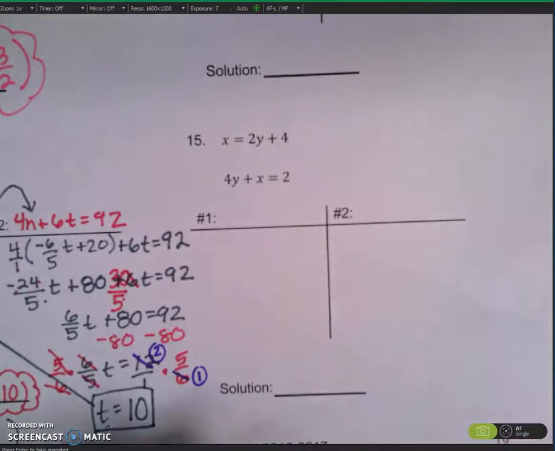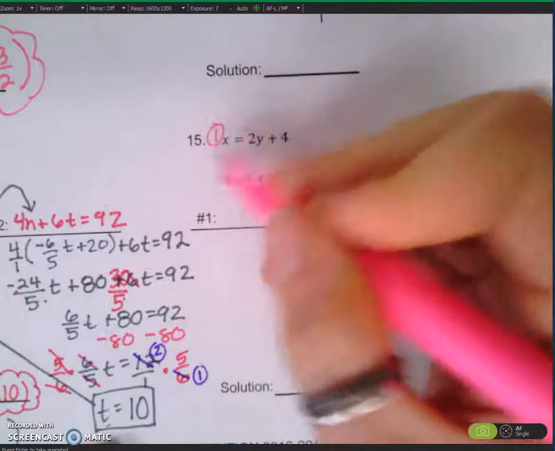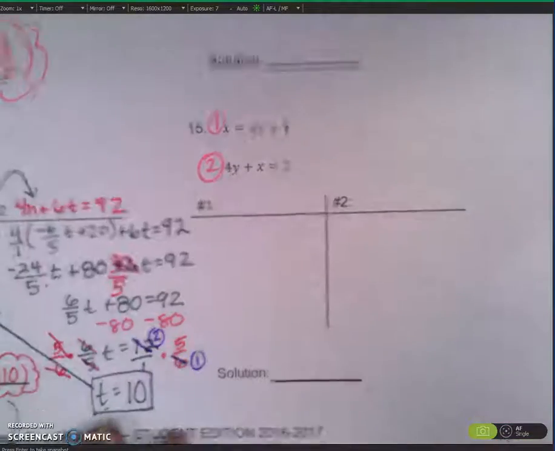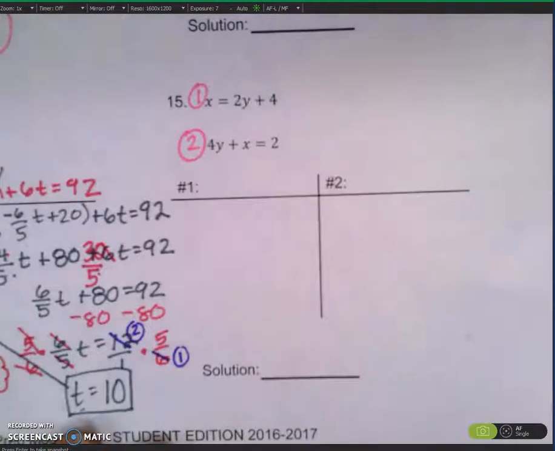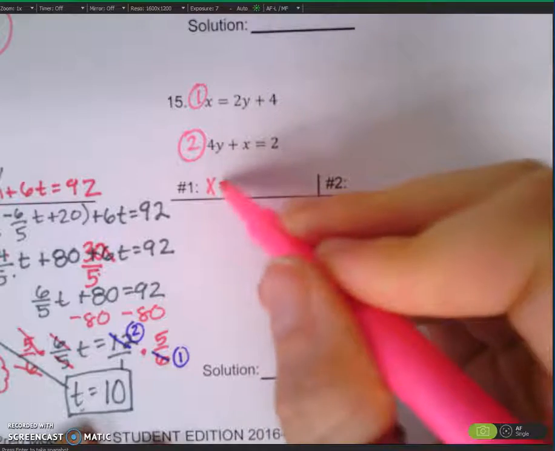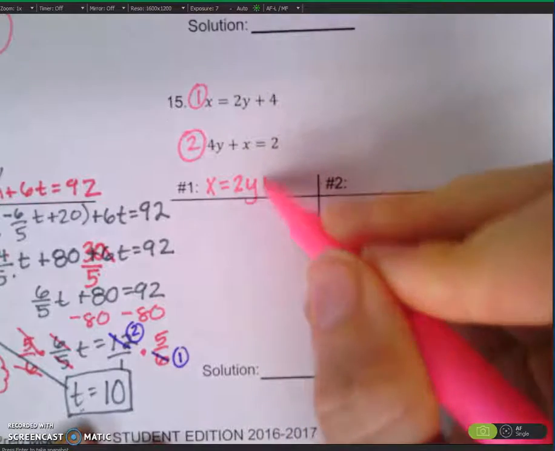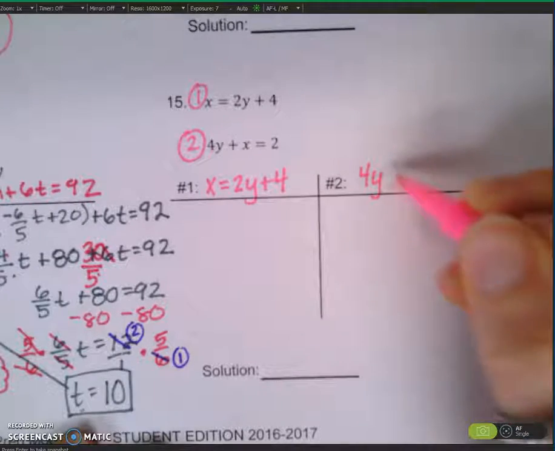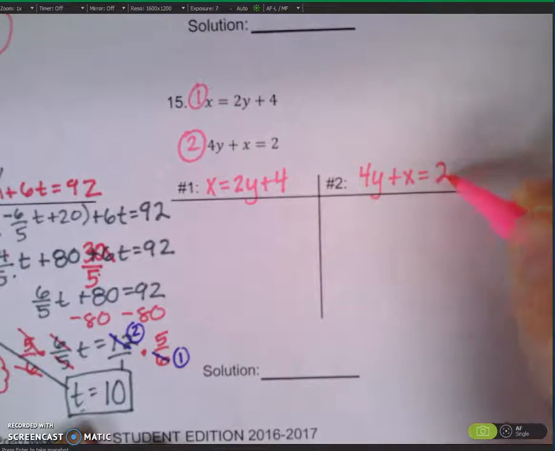Looking at 15, the first thing I want to do is number my equations in my system. So I'm going to write them as 1 and 2. And what am I so excited about with 15? Take a look at that system. That's right, equation 1 already has x isolated. X equals 2y plus 4, equation 1. And let's write equation 2 on the other side, 4y plus x equals 2.